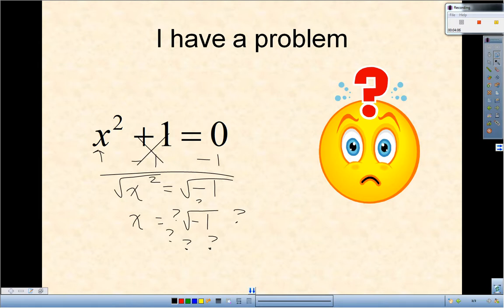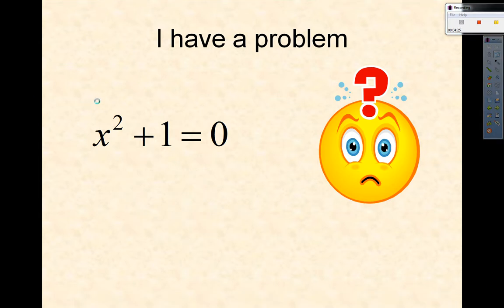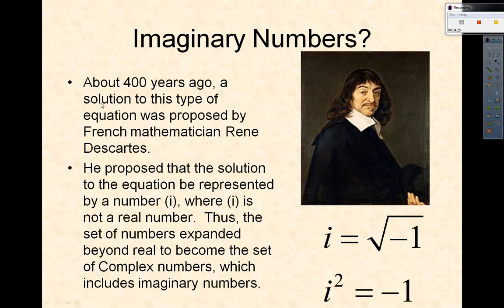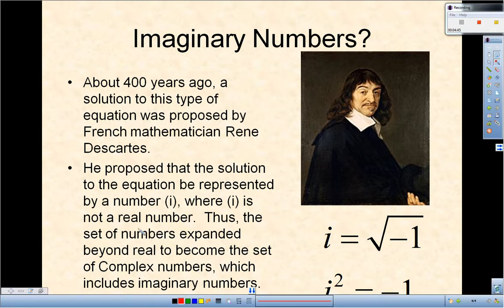Well, that problem was discussed by a certain guy about 400 years ago. His name was René Descartes, and he proposed that we come up with a symbol to represent the square root of negative 1. His proposal was, well, that doesn't seem like a real number, so I'm going to call it an imaginary number. He used the letter i to represent an imaginary or non-real number. And so whenever you see the square root of negative 1, we're going to say that that is i.